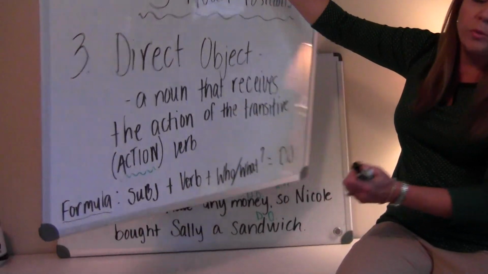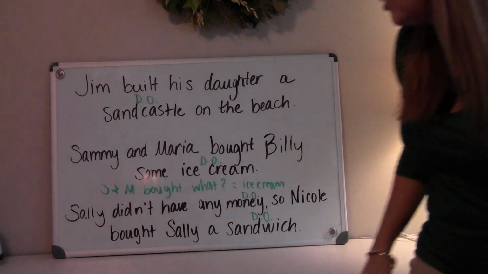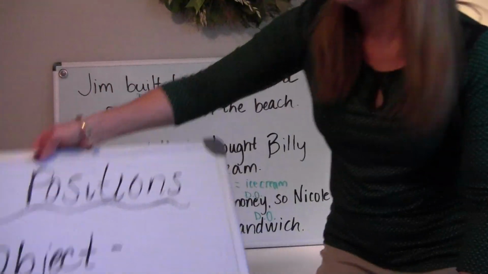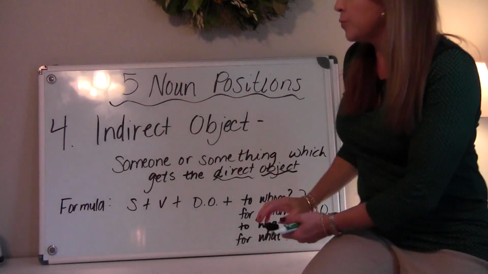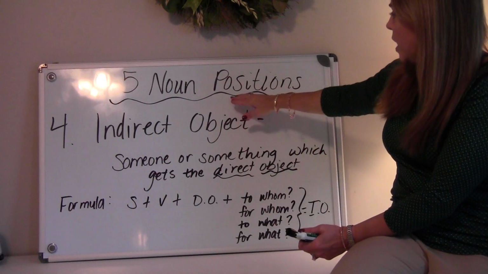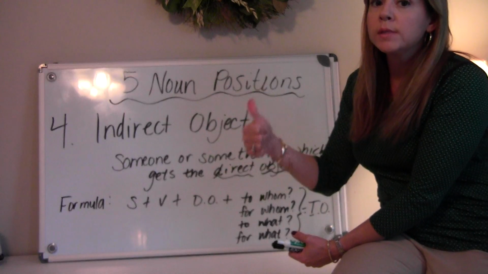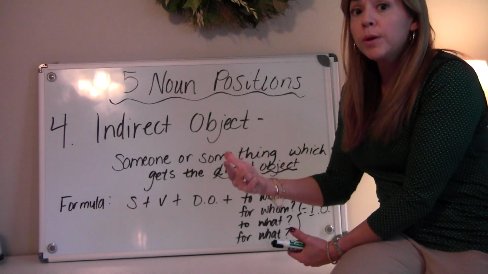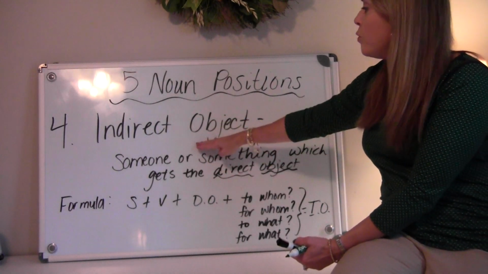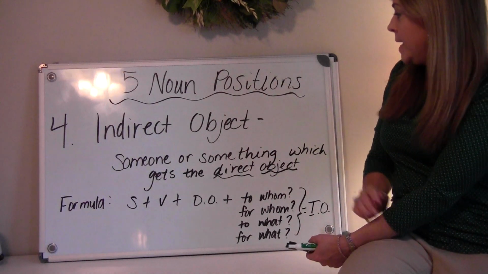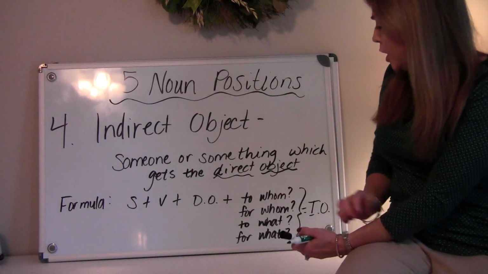While we're looking at direct objects, we're going to go ahead and continue with indirect objects. This is our fourth noun position we're going to look at while we're taking a look at the 5 noun positions. So let's review one more time. First noun position was subject. Second was object of the preposition. The third is direct object. And now number 4 is our indirect object. It's someone or something which gets the direct object.